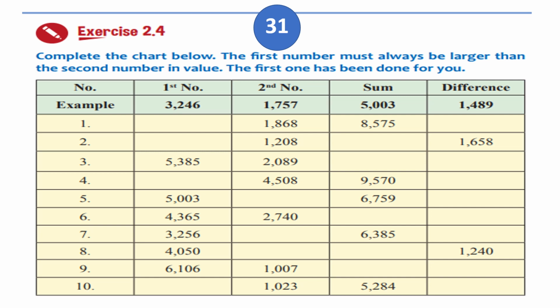We have here an example. The first is first number, second number, then the sum. If you say sum, we use addition. Okay? You add the first number and second number. And for the difference, this is subtraction. You subtract the first number and then minus the second number. This is your difference, 1,489.